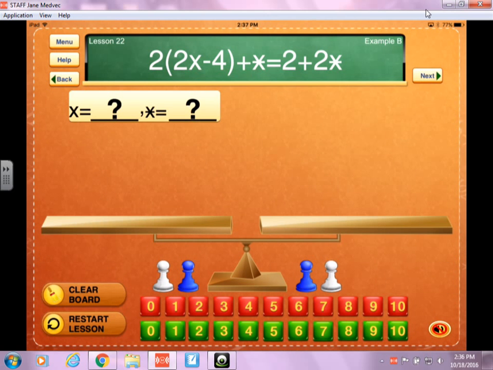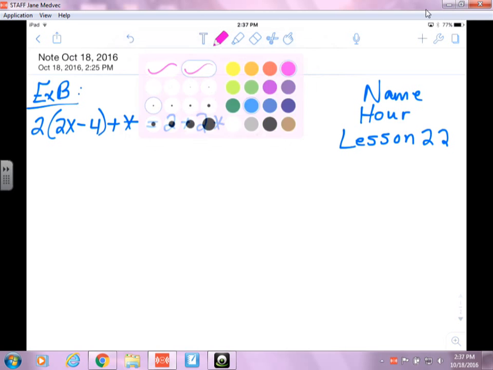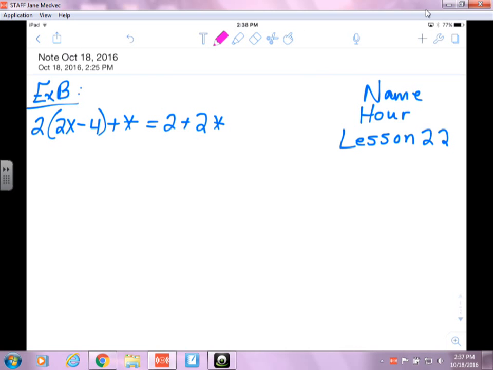It's 2(2x) minus 4 plus star equals 2 + 2 star. And I'm going to write this on my app. Okay, so as I'm doing this, the first thing I need to do is distribute. Now, it's a little bit different than before. Remember before we had two packages, and we're going to start straying away from that and just do the distributive property. Now, you can kind of do the packages in your head if you want to. 2 out front means there's two packages of 2x minus 4. So 2 times 2x is 4x.